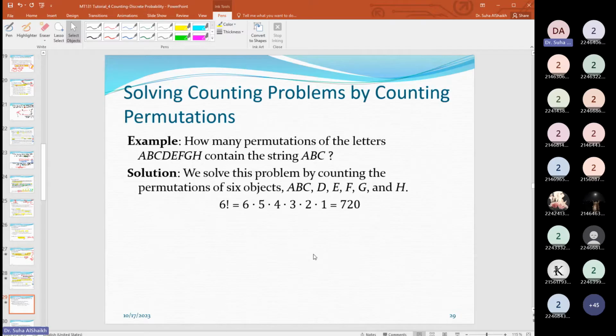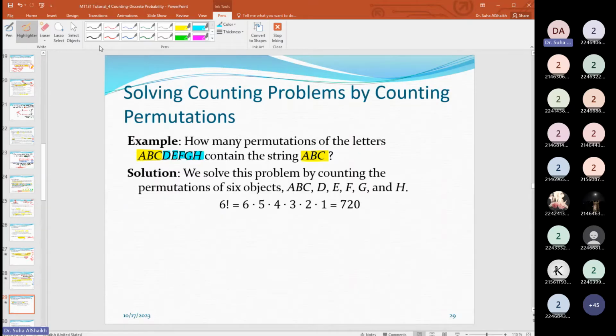Now, how many permutations of the letters A, B, C, D, E, F, G, H that contain the string ABC? يعني أنا أبغى أشوف بكم طريقة أقدر أسوي. إيش يعني permutation؟ permutation يعني تغيير أماكن، يعني تراتيب، يعني أغير ترتيب الأشياء. And this must contain the string ABC. فال ABC قاعدة أحسبها as a one thing. وال D, E, F, G, H نقدر نبدل أماكنهم.